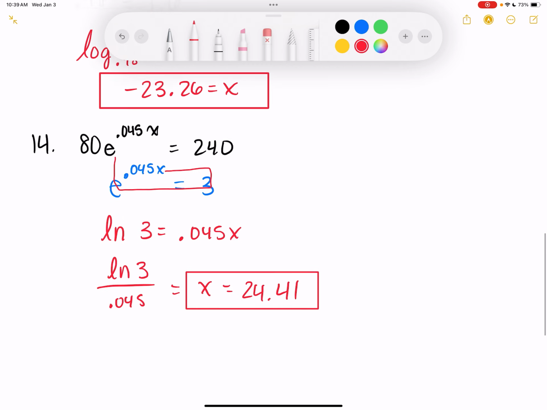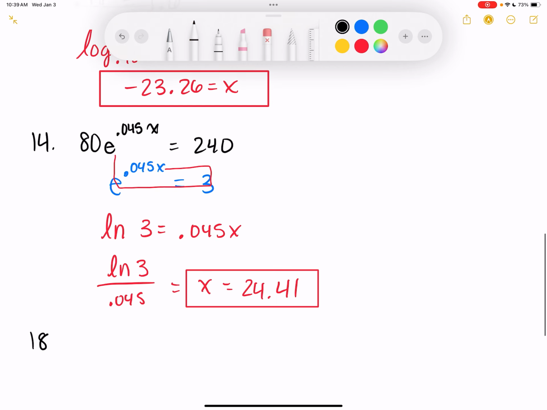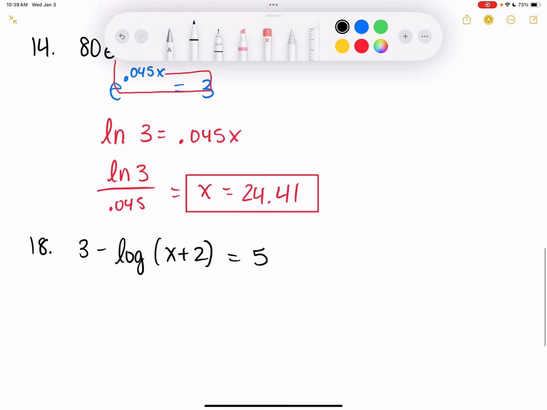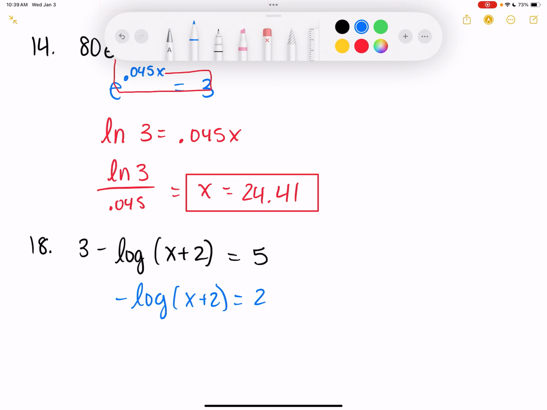Let's see. 18, 3 minus the log of x plus 2 equals 5. So I need to subtract the 3 and divide by a negative, so that's going to be negative log of x plus 2 is equal to 2. So log of x plus 2 equals negative 2. And you could do that all in one step if you wanted.